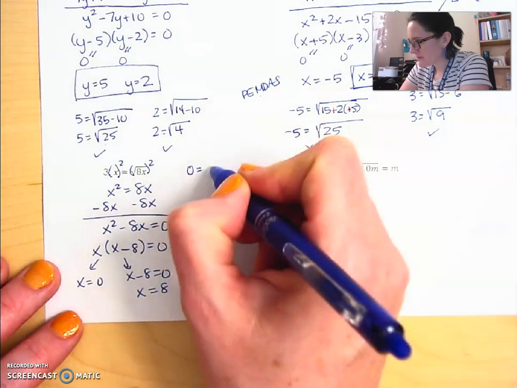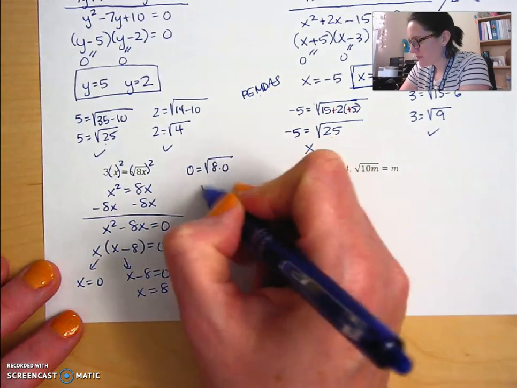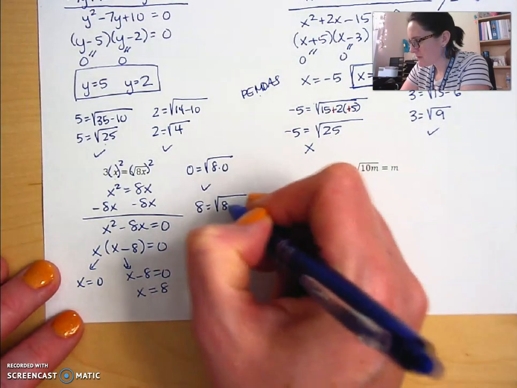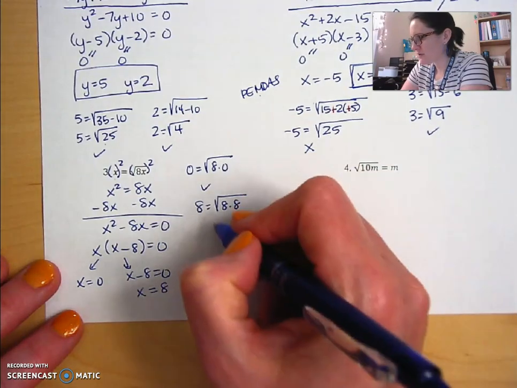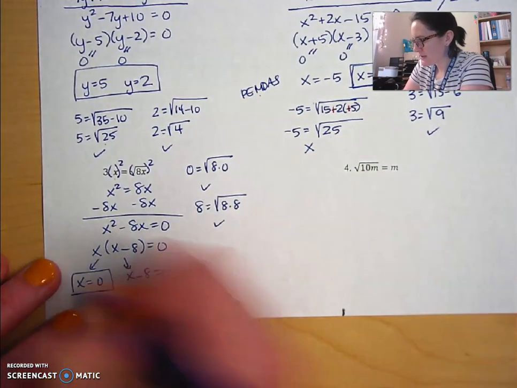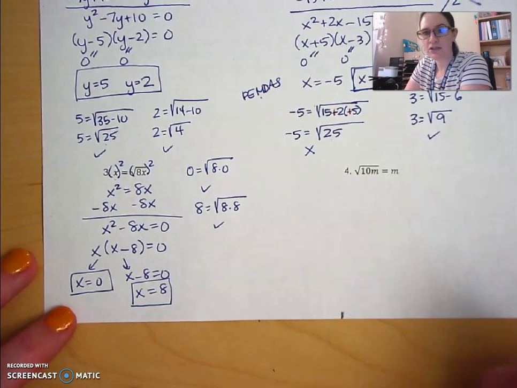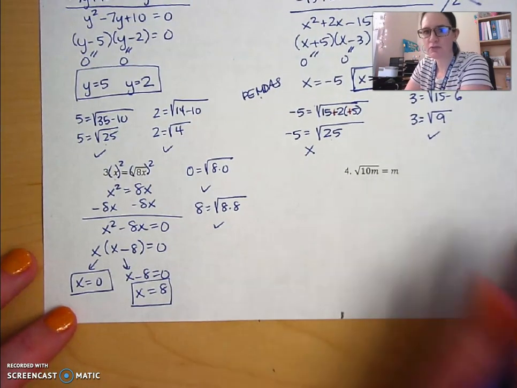plugging them in to check. That one checks out. Plugging in 8 to check. 8 equals square root of 64. Checks out. So that is 2 solutions. Please pause your video and try number 4 on your own.